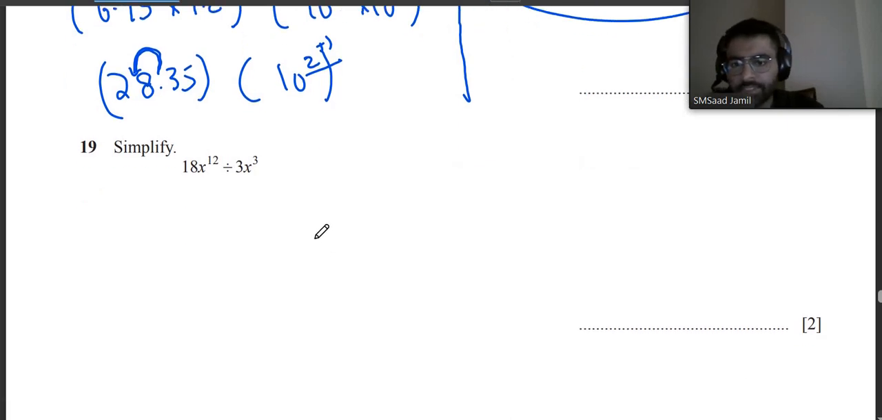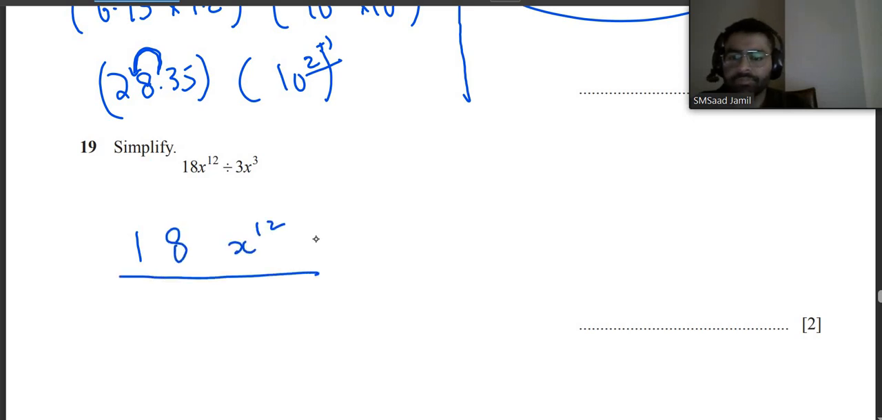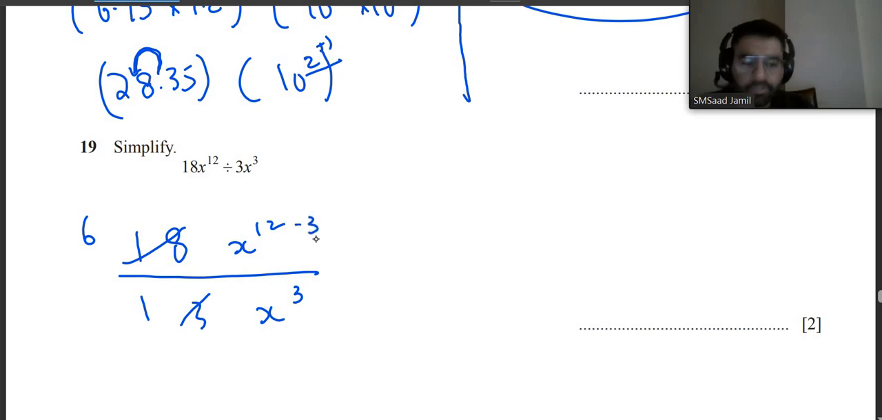Question 19. Simplify. In order to make your life easy, just simplify it like this. 3 1s are 3, 3 6s are 18, and subtract the powers. You're going to do 12 minus 3 because it's divide. Whenever it's divided, you subtract the powers. So this turns out to be 6x, 12 minus 3 is 9, 6x to the power 9.